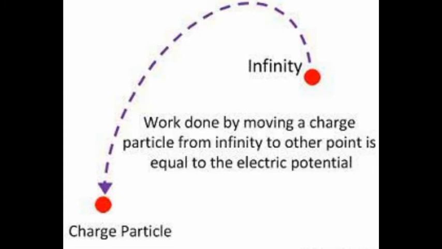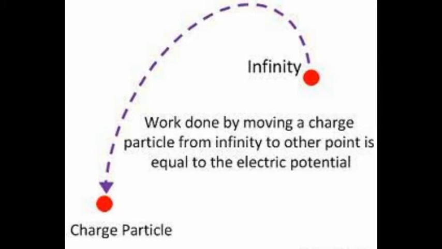How can we define this electric potential and electric potential difference? Electric potential means it is the work done to bring a unit charge from infinity to that particular point which we are considering. Unit charge means 1 coulomb of charge. That amount of work done is considered as the electric potential at that particular point.